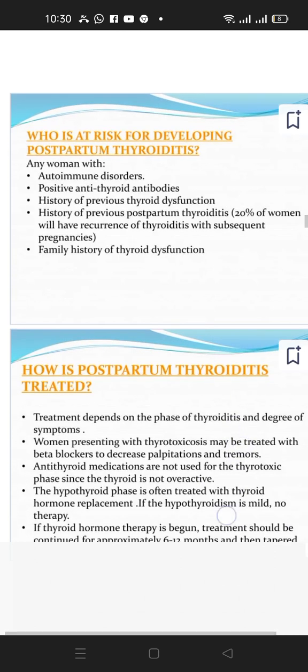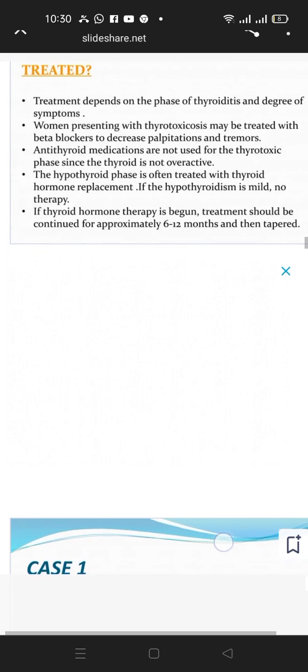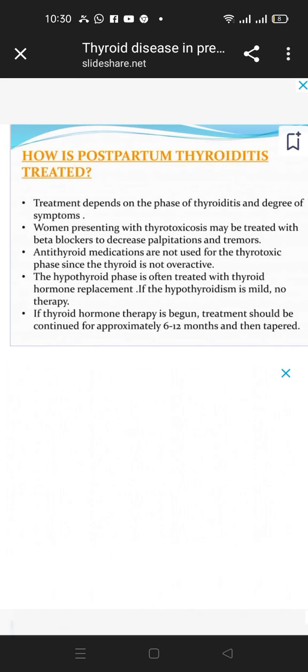How is it treated? Because it is an inflammatory disease, we have to give the patient anti-inflammatory drugs. If she is having tremors or palpitations, we have to give beta blockers. Antithyroid medications are not used for the thyrotoxic phase, since the thyroid is not overactive. We also have to monitor the dosage of thyroid hormone, and once the patient becomes euthyroid, we taper the dose. So this was all about thyroid disorder in pregnancy.